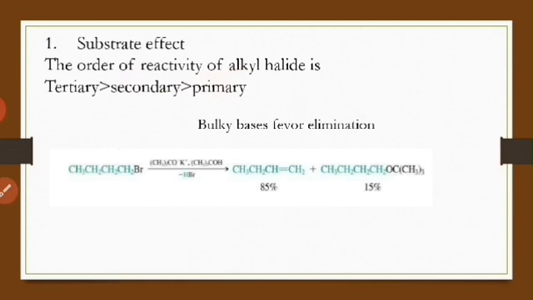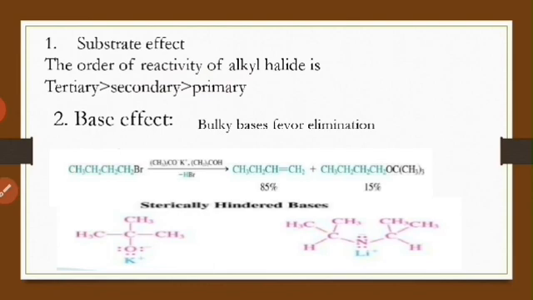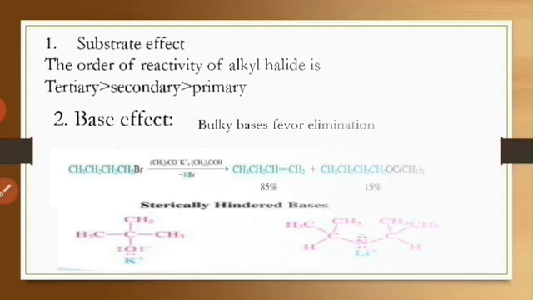Then next is the base effect. Bulky bases favor the elimination of E1 reaction. For example, this alkyl halide reacts with the bulky base and gives these two alkenes, and more stable is this one. Why? Because it is the more substituted alkene as per the Zaitsev rule.